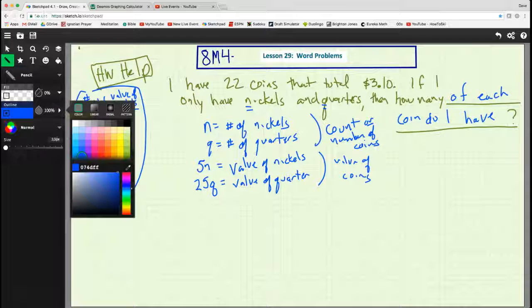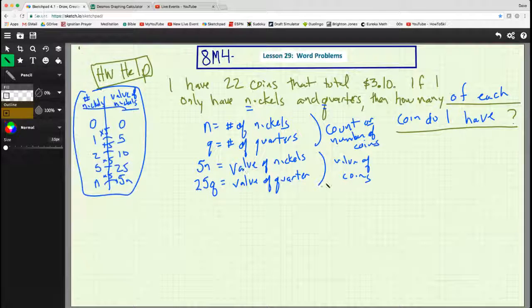Now I can move ahead and solve this problem. These are my counts, N and Q. So if I have 22 coins, we have N plus Q equals 22. And now the value is 310. So the value of nickels plus the value of quarters has to equal 310. So 5N plus 25Q equals 310.